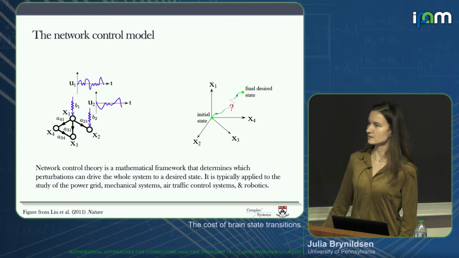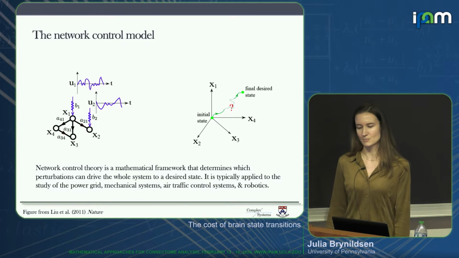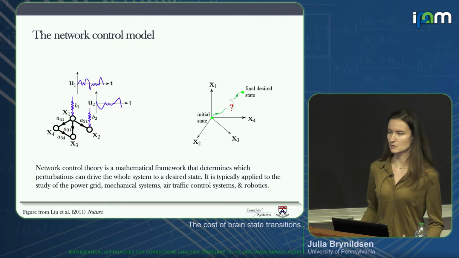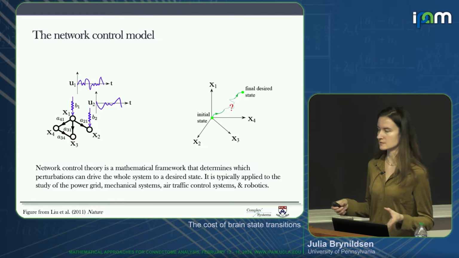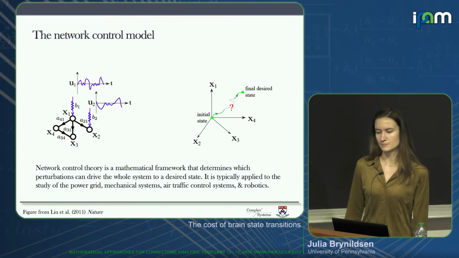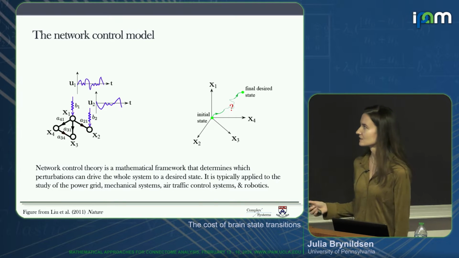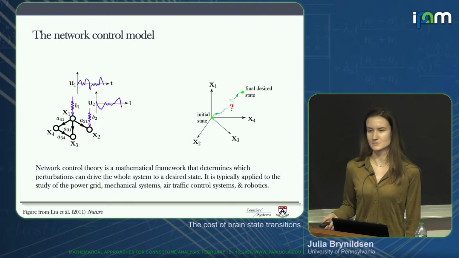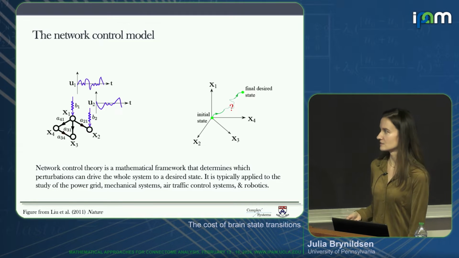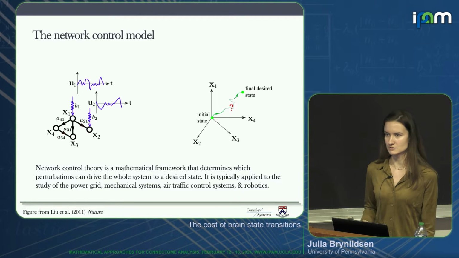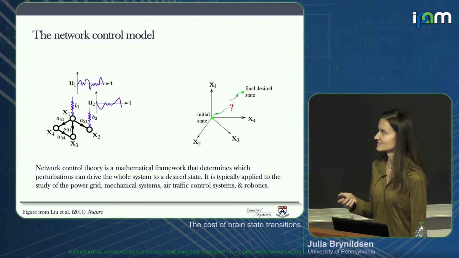So network control theory is a systems engineering approach that determines which perturbations can drive the system to a desired state. It's typically been used to study mechanical systems, air traffic control systems, and robotics. And relatively recently, it's begun to be applied to the study of neural dynamics, which is what I'm going to be focusing on today.